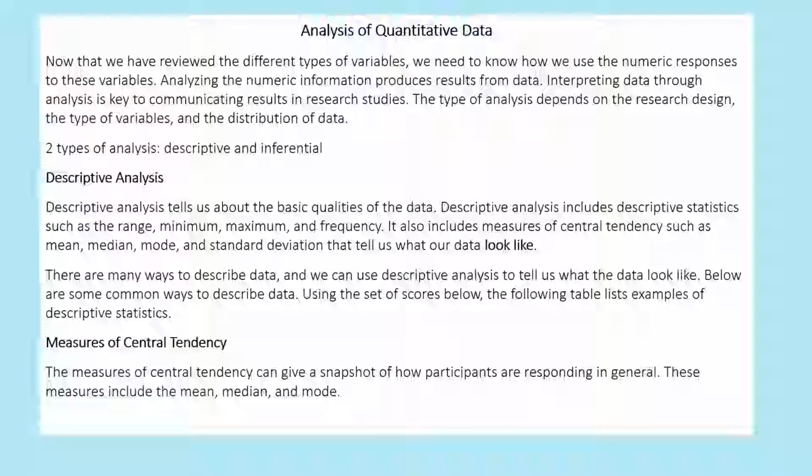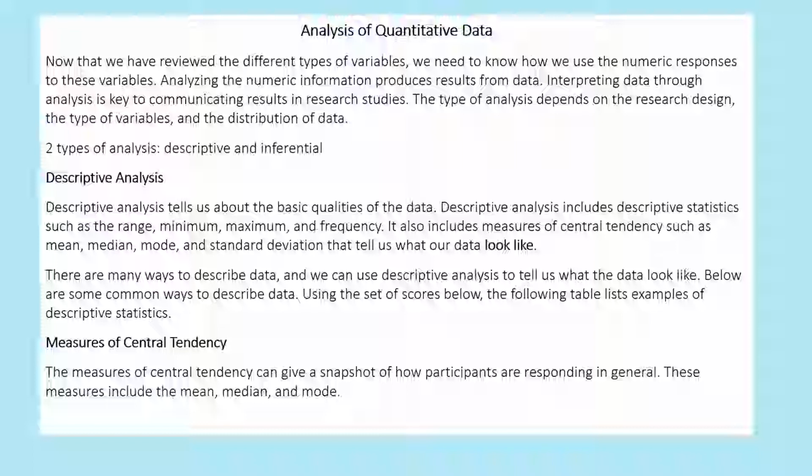Okay, now that we've reviewed the different types of variables, we need to know how to use these numerical responses, these variables, in our studies. So we're going to look at analysis. The analysis of numerical information produces what we call the results of data. Interpreting data through analysis is key to communicating the results in our studies. The types of analysis depend on the research design, the types of variables we use, and the distribution of data.